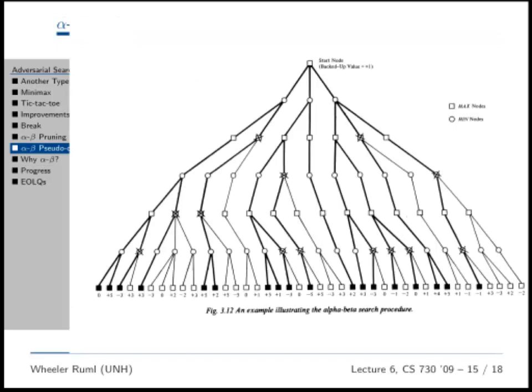Let's see if there's anything else worth mentioning. Here's a nice practice tree. If you're studying for some exam, and he keeps talking about putting that on the exam, you might want to practice percolating your alpha and beta values and make sure you get exactly these same prunes that are written in the tree.